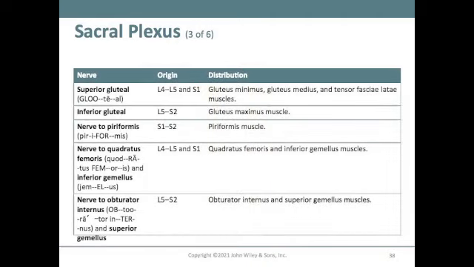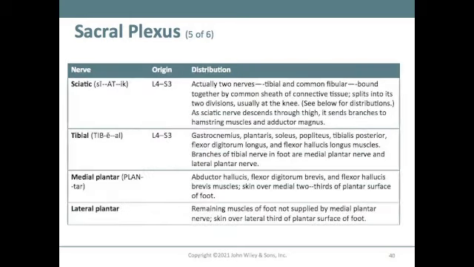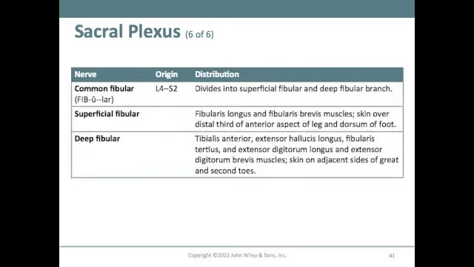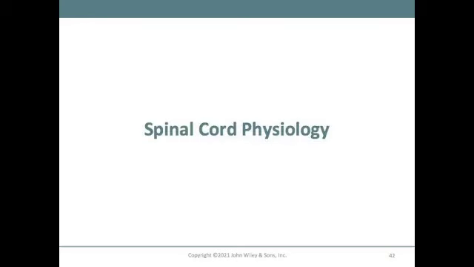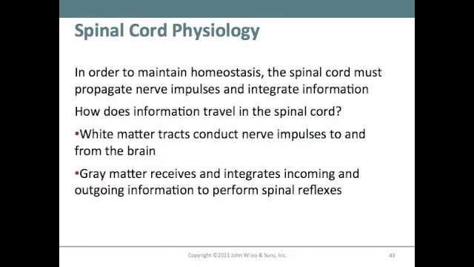Same table here, page 478 to 479. You can check that out. So now let's talk about the physiology of the spinal cord. And this begins on page 480.